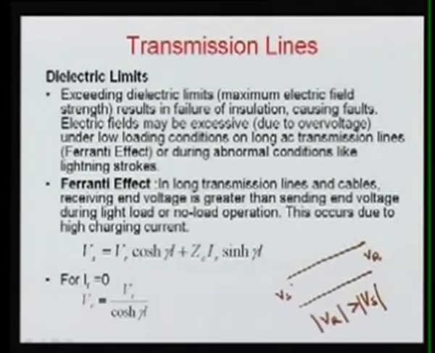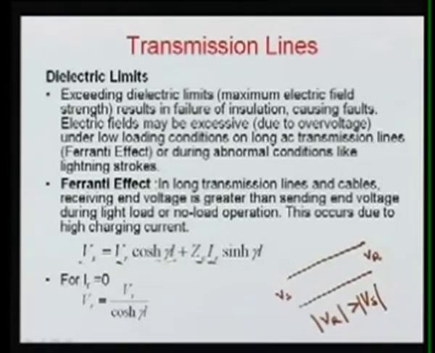We can see this effect again by mathematically formulating it. The sending end voltage, this Vs, is equal to the receiving end voltage multiplied by cosh(gamma L) plus ZC, that is the characteristic impedance.